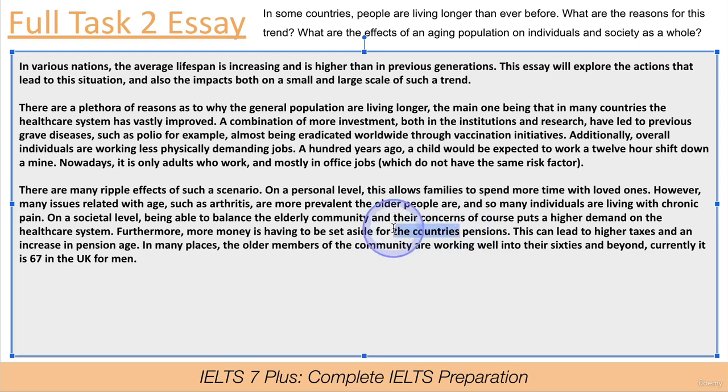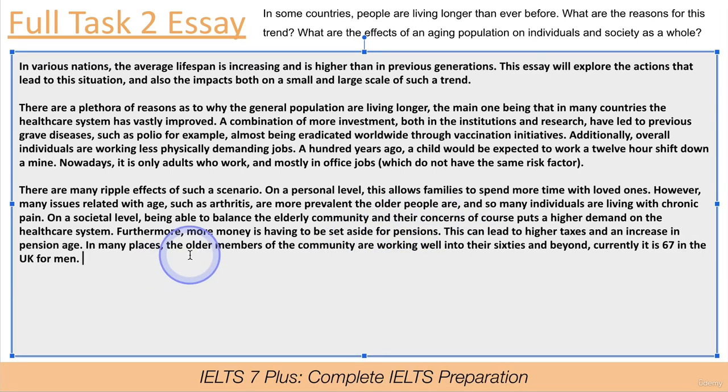For pensions, maybe. This can lead to higher taxes and an increase in the pension age. In many places, the older members of the community are working well into their 60s and beyond. Currently, it is 67 in the UK for men before they can stop. Currently, men can stop work in the UK at 67, or men can retire from work in the UK at 67.